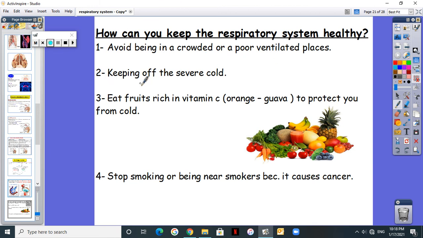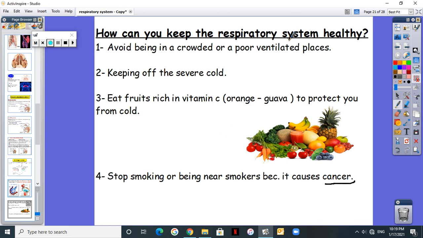Number two, keep off the severe cold or very cold air. Number three, eat fruits rich in vitamin C like orange and guava to protect you from cold. If you have a cold or flu, you must eat fruits rich in vitamin C. Number four, stop smoking and stop being near smokers. Why? Because it causes cancer.